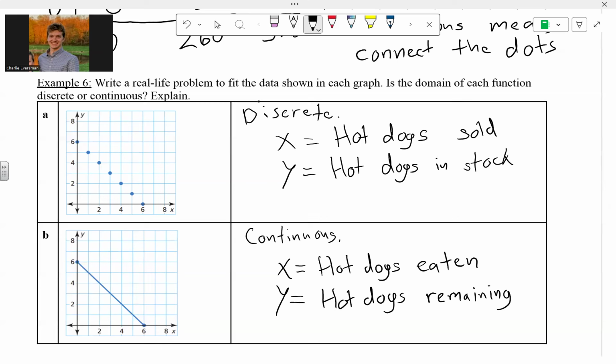But notice the difference between these two variables. Hot dogs all the way around. This one is a discrete situation. This one is a continuous situation.